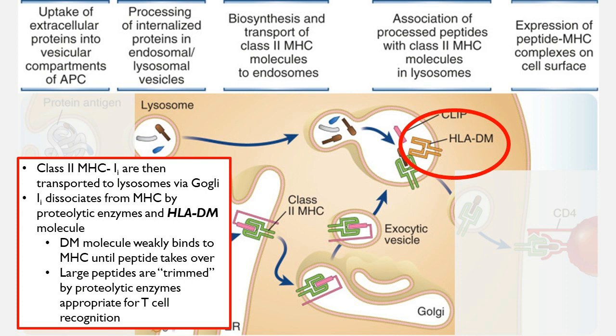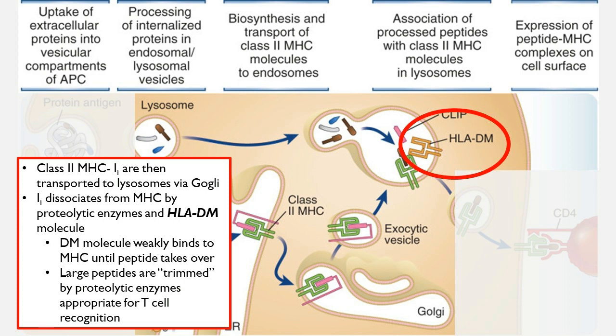And it's here that the invariant chain dissociates from MHC through both proteolytic enzymes and then a special molecule called HLA-DM. HLA-DM is actually encoded by the same MHC genes that create the Class 2 MHCs. So they're structured very similar, and if you look at the pictures here, they actually look very similar to each other. So in the first step, the invariant chain is partially digested by proteolytic enzymes, while the Class 2 MHC molecule is stable to these enzymes.